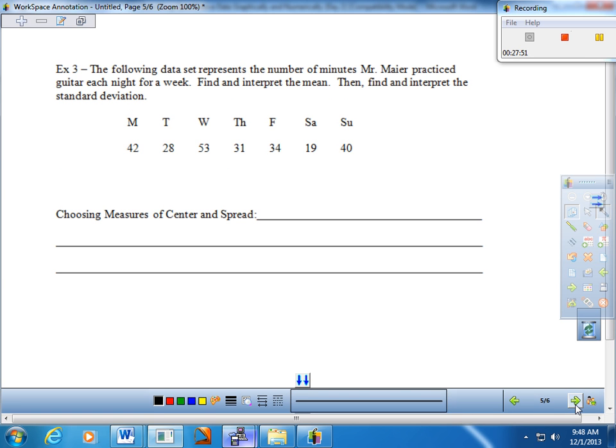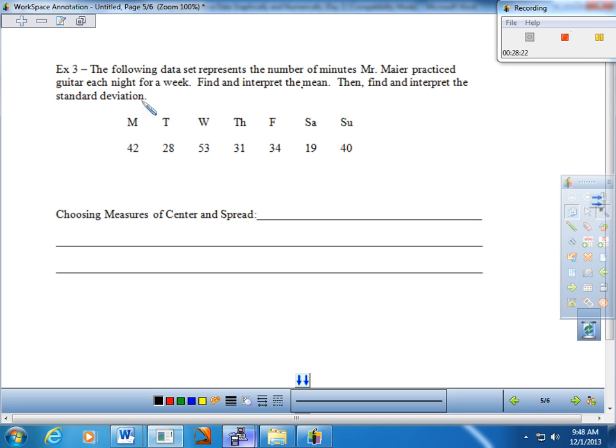Okay, good. Let's maybe just do one on the calculator here and write a couple more things in and kind of bring this down to a conclusion. So example 3. The following data set represents the number of minutes Mr. Meyer practiced guitar each night for a week. Find and interpret the mean, then find and interpret the standard deviation. So remember, when we look at a data set, we're finding measurements of what we would call center and measurements of spread. This is one way to do it. This is a measure of center, and standard deviation is a measurement of the spread of the data.